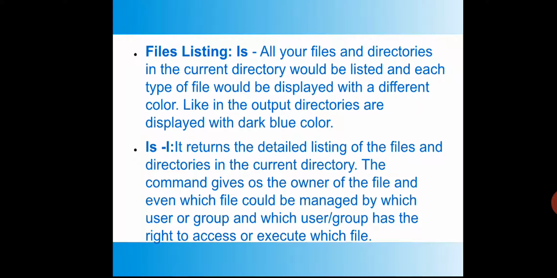Yesterday I showed one screenshot where I tried to list out the files and folders, and I also showed how exactly you can create files or directories using commands. So using the terminal, I showed that yesterday. Okay, so you have one more command, the same command with a parameter, that is ls space -l. It returns the detailed listing of files and directories in the current directory. Now what does detailed mean?